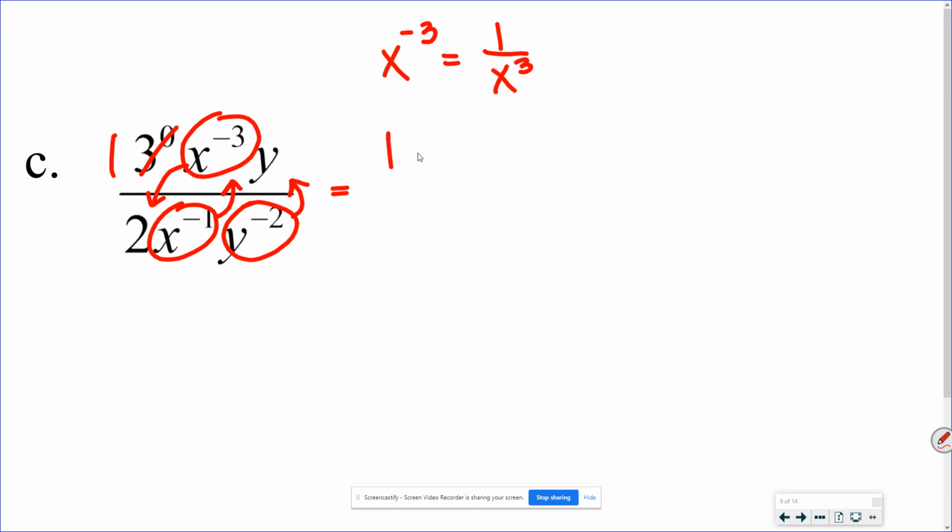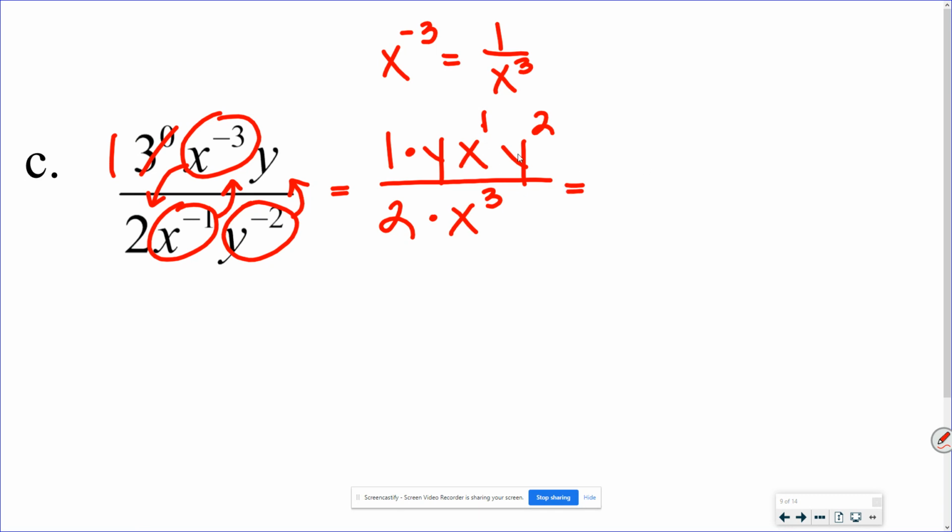On the top, I have a 1 and a y, and then these two things are negative exponents, so that means they're going to move to the top. Remember, whenever something moves around, the negative exponent goes away. And then the bottom is going to end up with a 2 that's already there, and then an x to the third that is coming down.